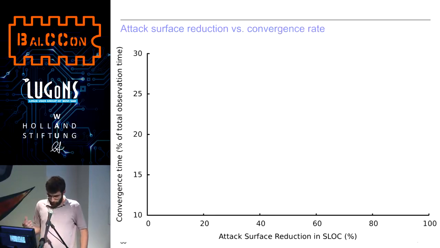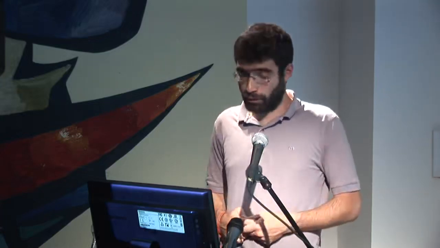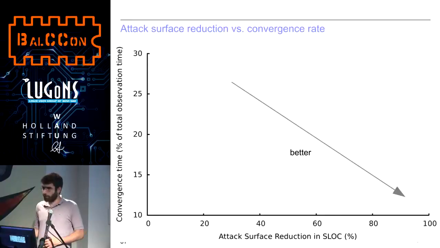All right, so for each of these applications, we've plotted a dot on this graph, which on the x-axis has the attack surface reduction that we measured in the static security model in terms of lines of code. So that's a percentage. And on the y-axis, we have the convergence time as a percentage of the total observation time, so the 403 days. So what that means is that if you're on the lower right-hand side of this graph, your attack surface reduction technique is really good.